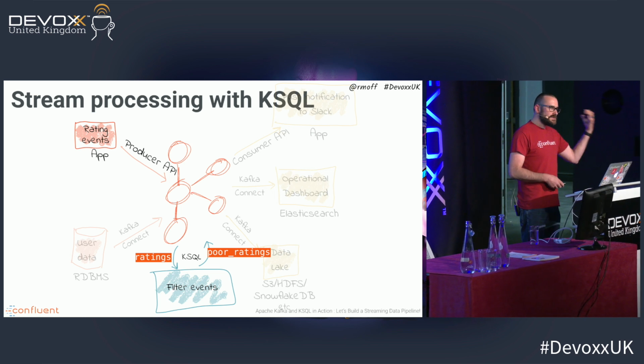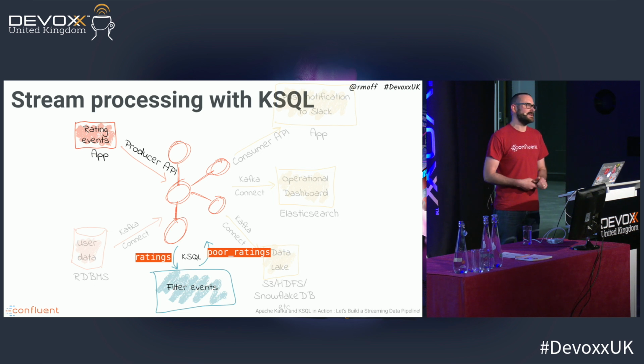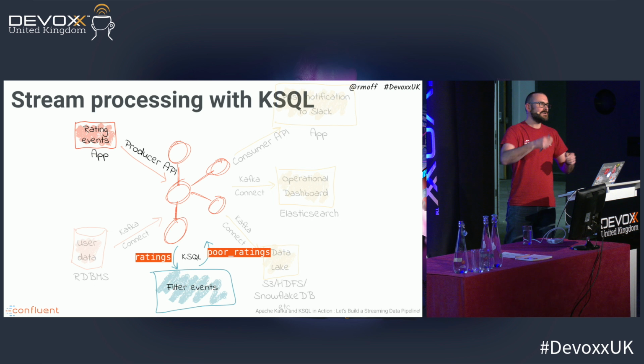We're going to take this information that's coming from our website as people are leaving these ratings. We're going to stream that into Kafka. We're then going to use KSQL simply to say, go through these messages as they arrive and filter out ones with a low star rating.